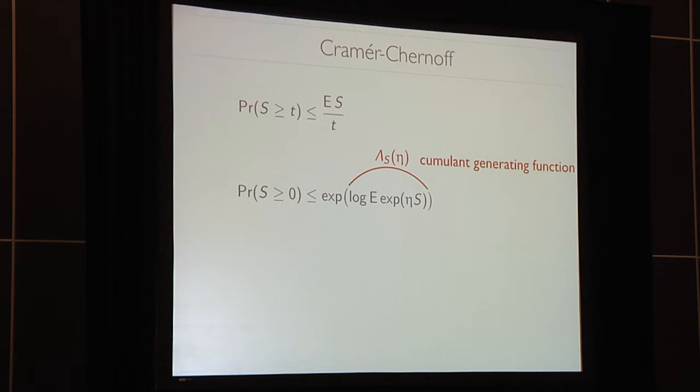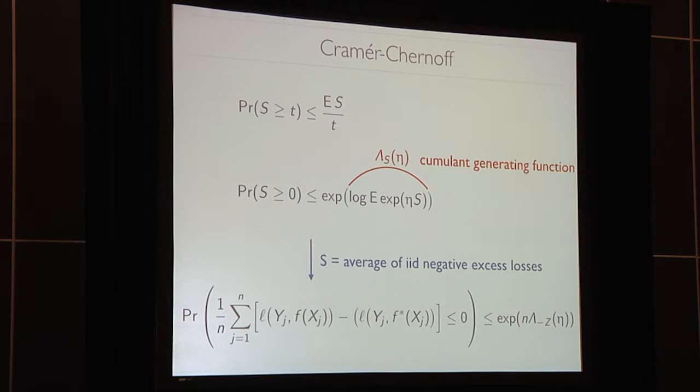And so this is where we see the connection to concentration. If we write S as an average of the IID negative excess losses, the fact that we have independence is very nice. And it turns out that this probability on the left-hand side is what we wanted to bound from before. So you don't even have to look at it.